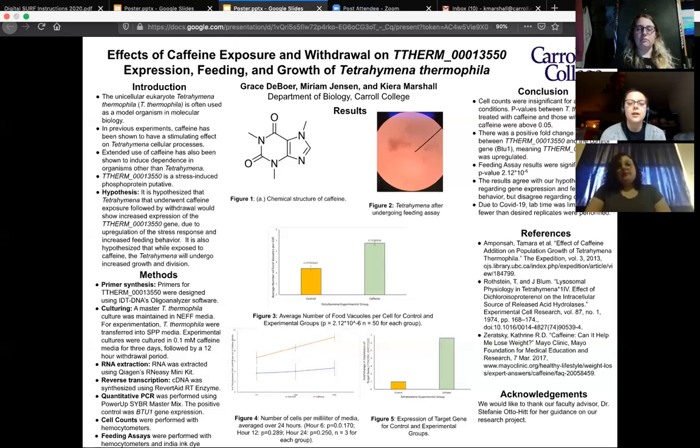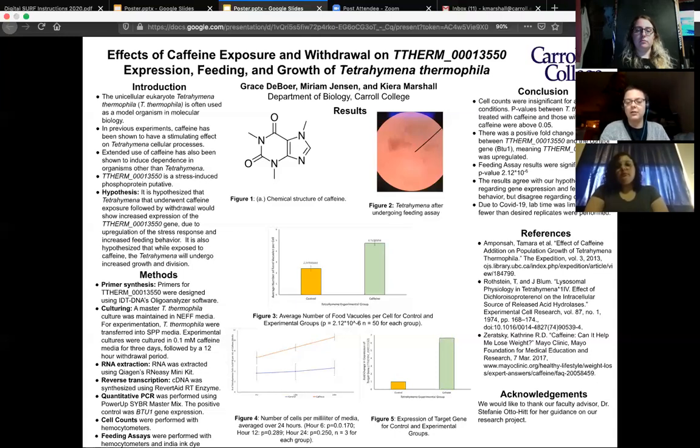In our results, figures 1 and 2 show our experimental chemical of choice. Thank you, by the way, to the chemistry department for providing our pure caffeine, as well as one of our own pictures of our Tetrahymena. Figure 3 shows the results of our feeding assay and the average number of food vacuoles per cell for the control and experimental groups. P equaled 2.12 times 10 to the negative 6 with an N value of 50, which means that the value is considered significant.